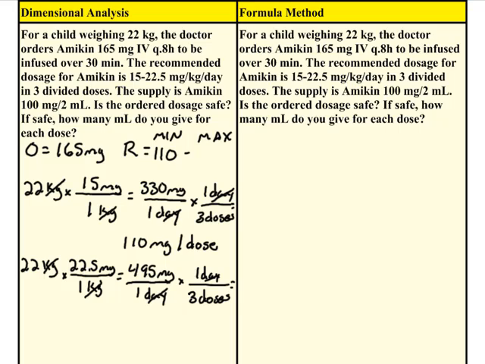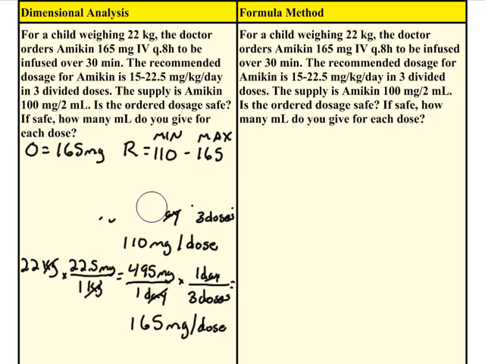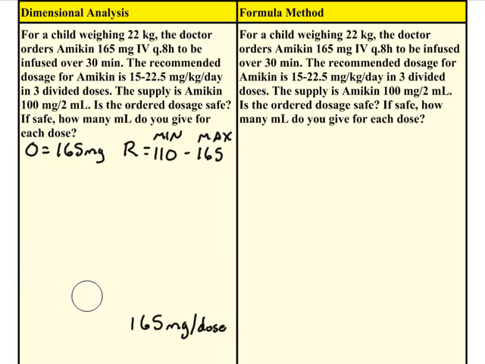And if we do this calculation of 495 milligrams divided into 3 doses, we discover we're allowed to give a maximum of 165 milligrams per dose. We then can compare our order to the safe range. The order is 165 milligrams, and the range is from 110 to 165. As we can see, the 165 matches the maximum amount but does not go over, so therefore we know that it's safe to give this medication to our patient.